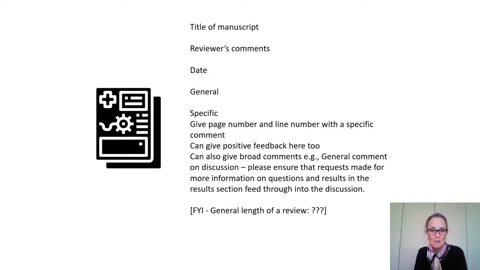So my typical review file standard looks like this: the title of the manuscript. I then write reviewers' comments and the date. I give my general comments, high-level ones that we've discussed. Then I give my specific ones, page number or line number. Sometimes line numbers are continuous, so you can just give the line number. You can give positive feedback too.